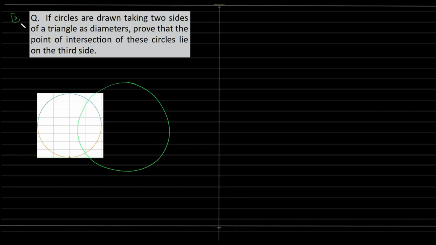If circles are drawn taking two sides of a triangle as diameter, prove that the point of intersection of these circles lie on the third line.